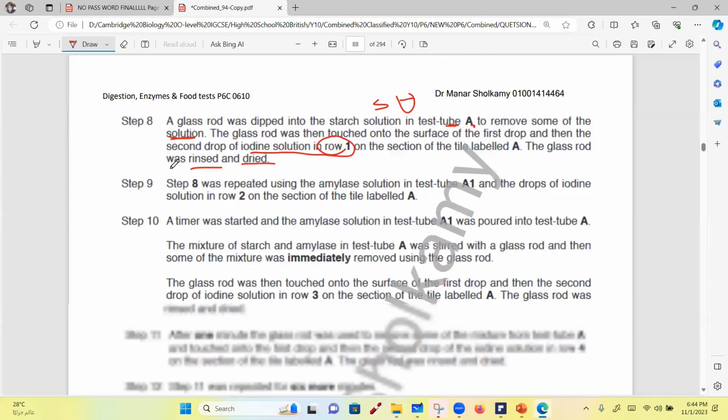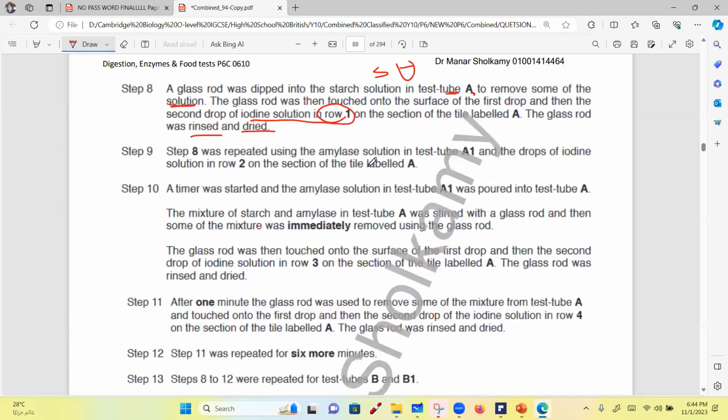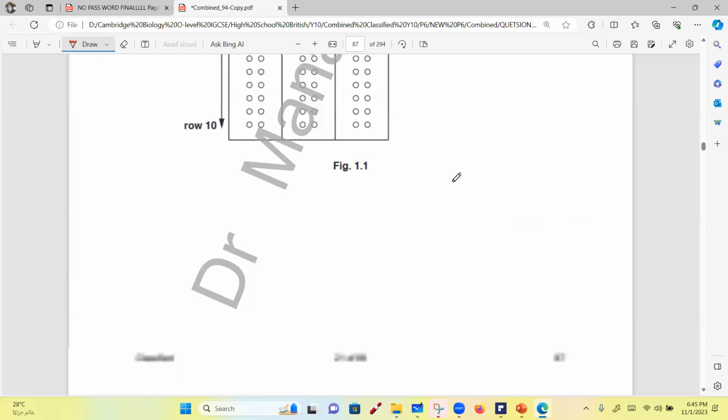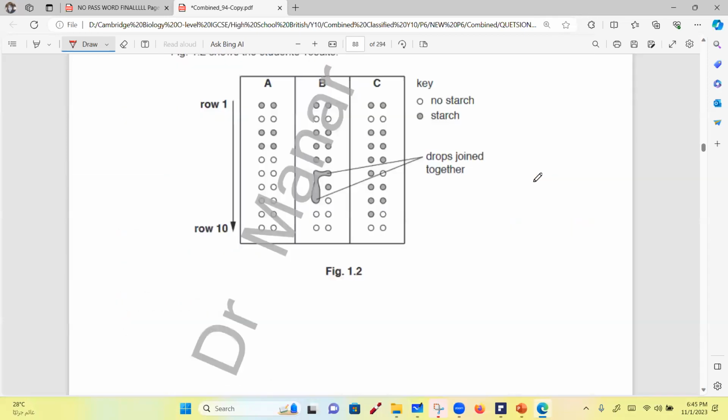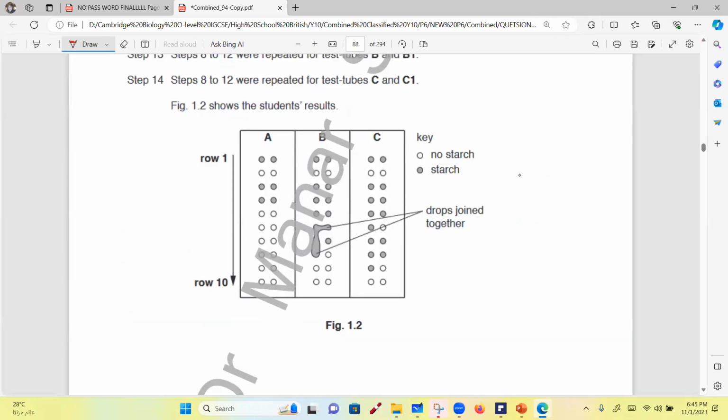Okay? Step 9. Step 8 was repeated using the amylase solution in test tube A1 and the drops of iodine solution in row 2 on the section of the tile labeled A. So what did they do? Look what did they do. I want to show you what did they do here in this second picture. This is test tube A, test tube B, and test tube C. The first row is only starch. This is just starch. The first row is only starch.